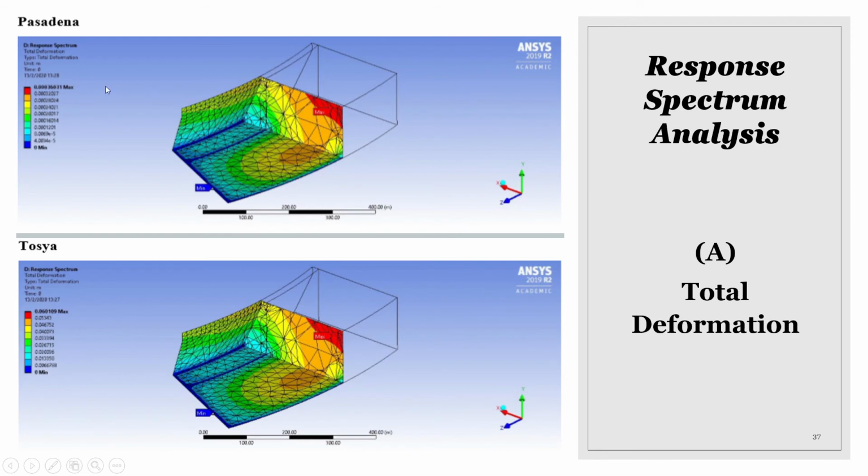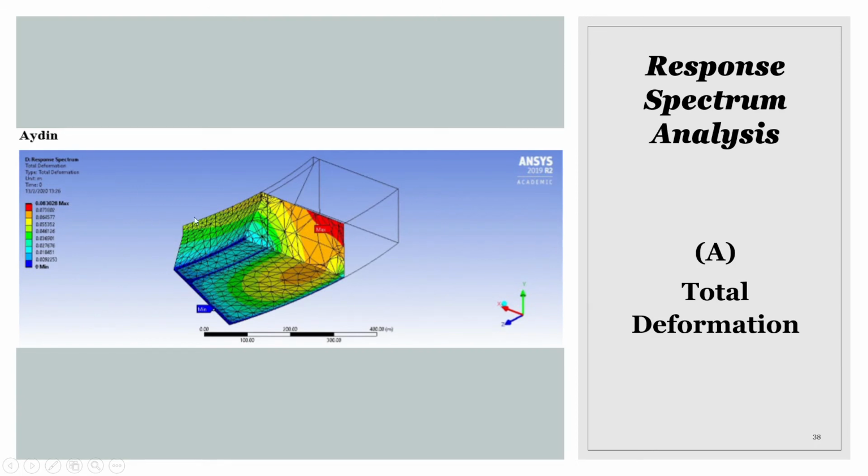So first, we look at the Pasadena region. The maximum deformation occurs at the mid-crest section with a greenish yellow, and then for the Tosya region, the maximum deformation also occurs at the mid-crest section of the dam. For the Erzincan region, similar to the previous two, the maximum deformation also occurs at the mid-crest section of the dam.